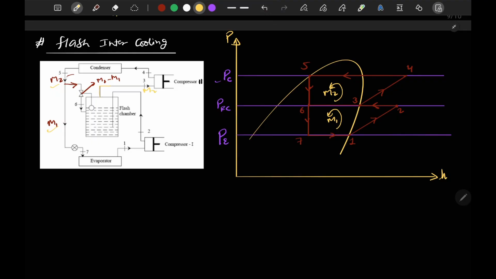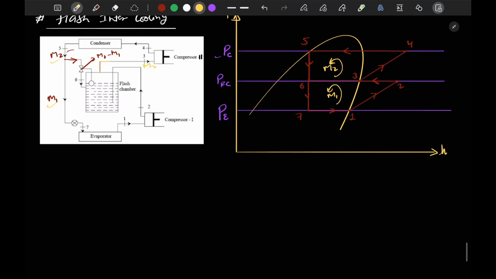So again in the upper part, like throttle 1, from 5, and then compressor 1 and condenser, their mass flow rate is M2, okay. I hope you get this point. Now there is one thing that we get here.